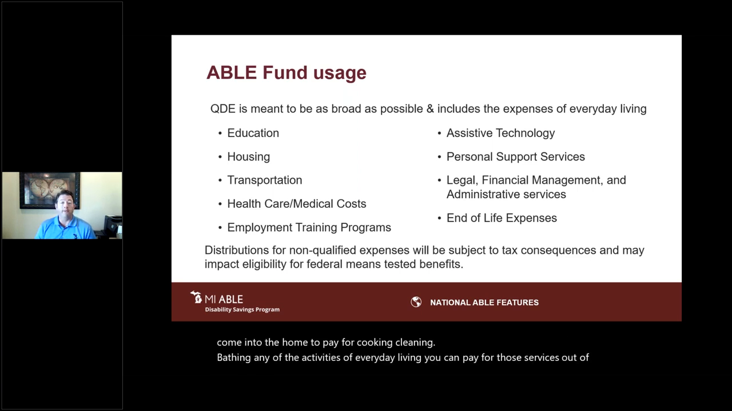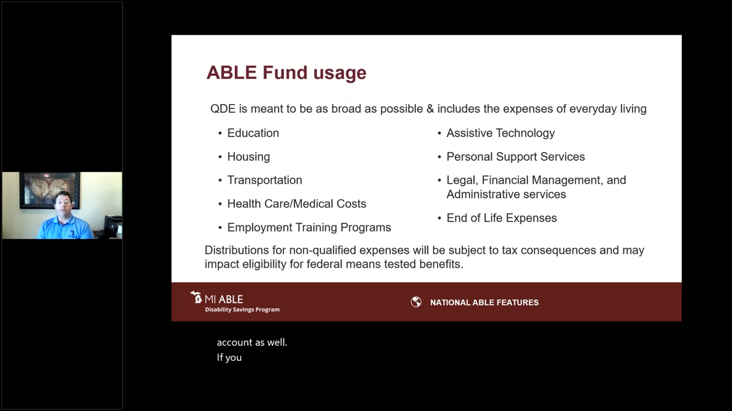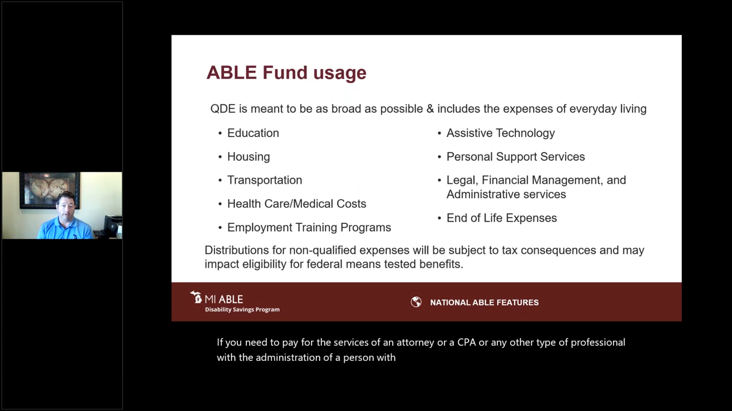If you need to pay for the services of an attorney or a CPA or any other type of professional with the administration of a person with a disability's affairs, you can pay for their services out of an ABLE account. You can also pay for any end of life expenses. The IRS specifically said you no longer need to prepay for funeral costs. You can pay for those costs post-mortem, after death, out of the ABLE account.